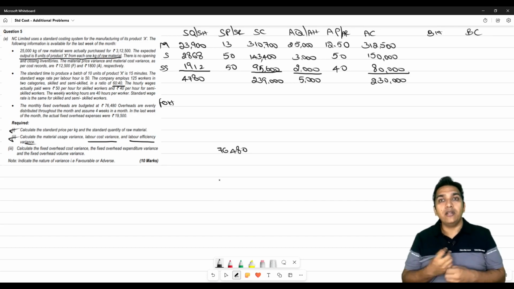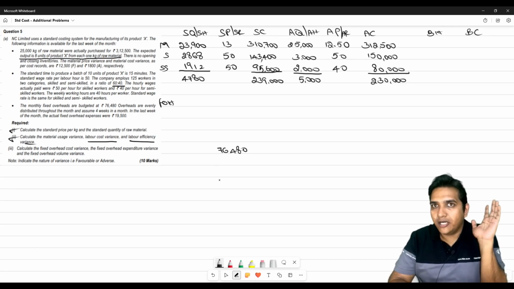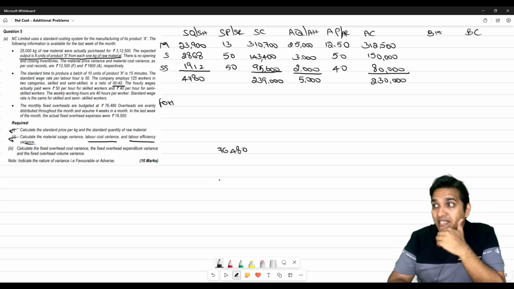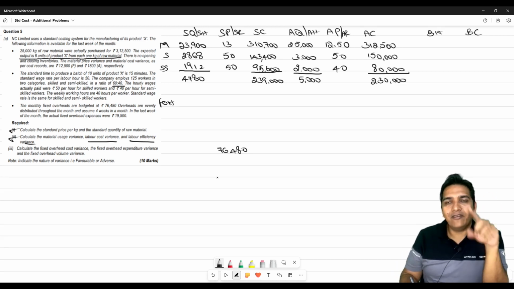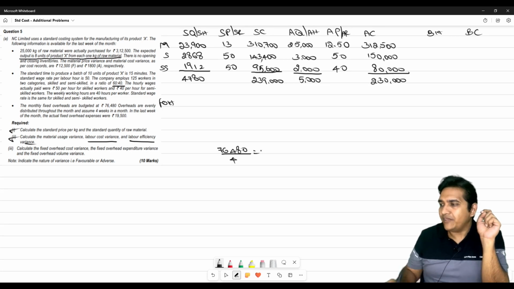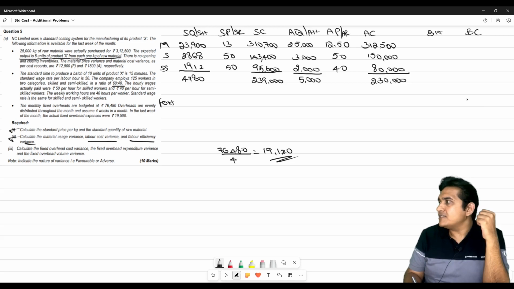But we are doing it for 1 week. So this is not my budgeted cost. Further, the question says overheads are evenly distributed throughout the month and assume 4 weeks in a month. That is, every month has got 4 weeks. So if we want for 1 week, we take the monthly cost divided by 4: 76,480 divided by 4, we get 19,120. So this is my budgeted cost.